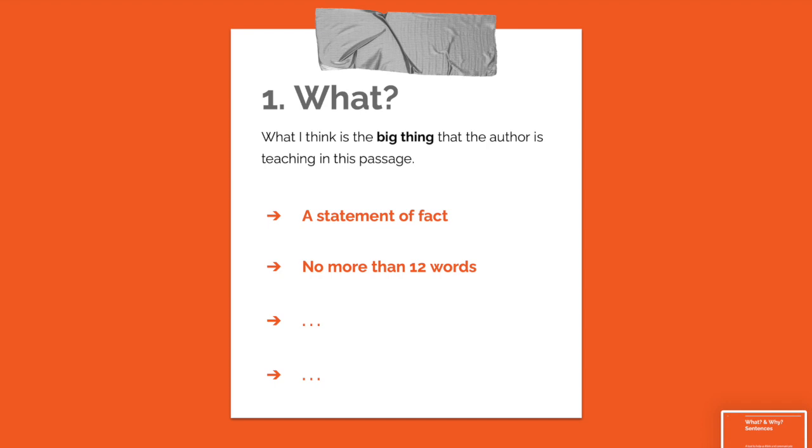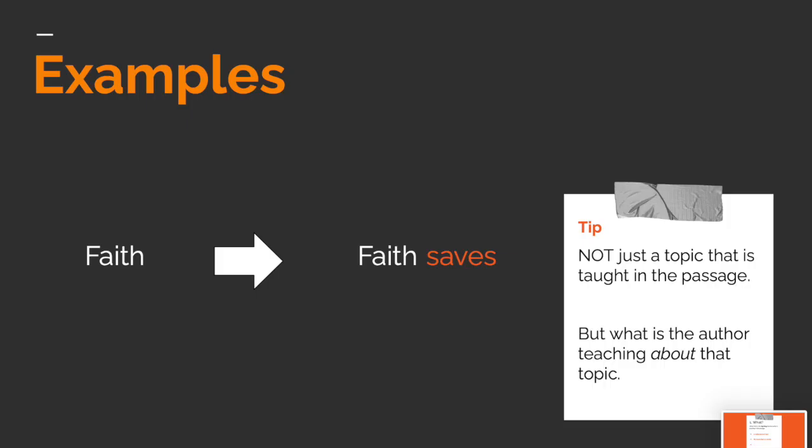So I always find examples make things a lot clearer. So here's a couple of examples to help us. Faith is not a great what sentence. I mean, it's not even a sentence, but essentially that's just a topic that is plucked out of the passage at random. It might be even the biggest topic in the passage, but we don't know what the author's teaching about it. Faith saves, still not great, but it's better because we're learning what the author is teaching about faith. It's that it saves.